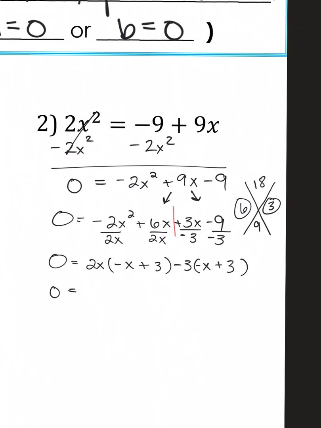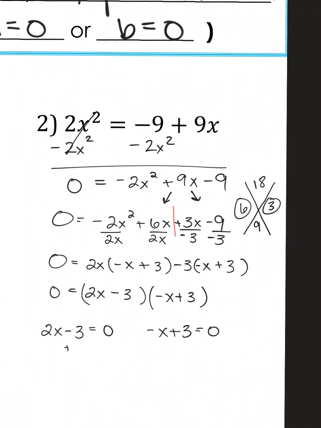So now my final step for my factoring here, I'll have 2x minus 3 as one set of my parentheses, and negative x plus 3 as my other set. So now I have two things that are being multiplied. They equal 0. That tells me that either 2x minus 3 equals 0 or negative x plus 3 equals 0. So I used my zero product property to turn this into two equations I can solve.